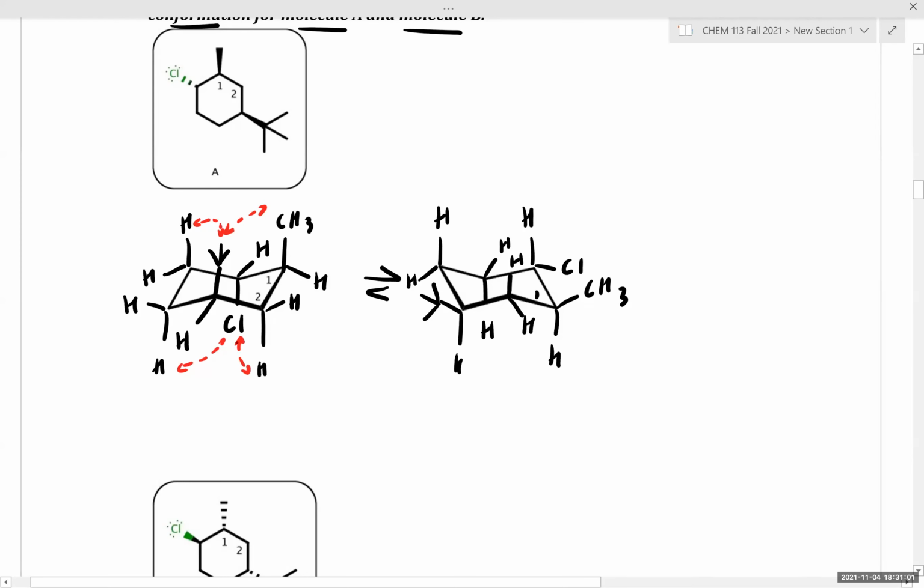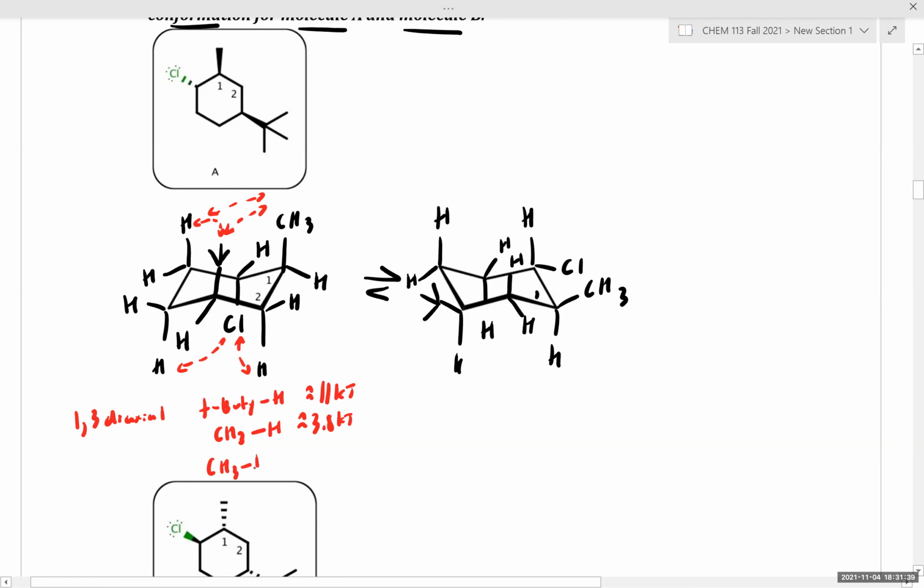So what interactions are we dealing with here? 1,3 diaxial. Yep, so we have a 1,3 diaxial interaction between a tert-butyl and a hydrogen, which costs us about 11 kilojoules. We have a methyl hydrogen interaction, and what's the value of this methyl hydrogen interaction? It's about 3.8. Yep.